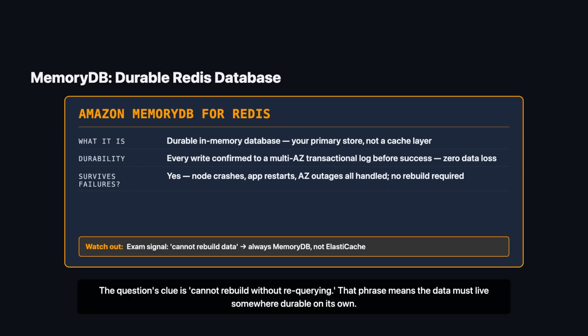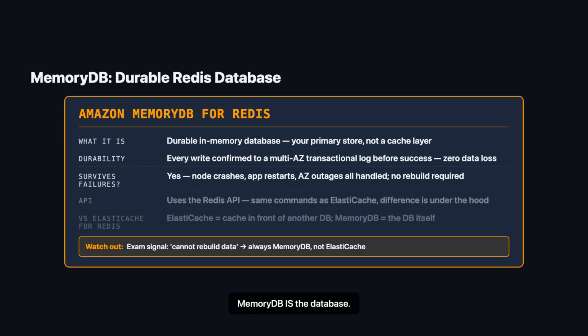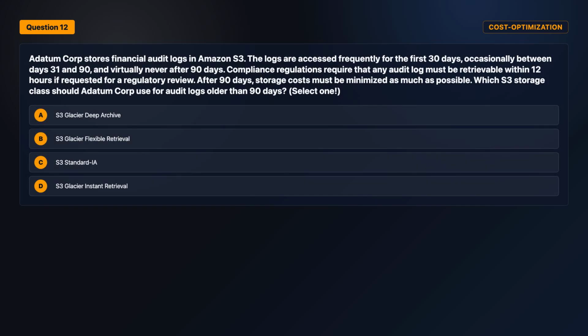The question's clue is cannot rebuild without re-querying. That phrase means the data must live somewhere durable on its own. ElastiCache sits in front of another database. MemoryDB is the database. That's the exam trap. Same Redis API, completely different durability story. Next up, question 12.